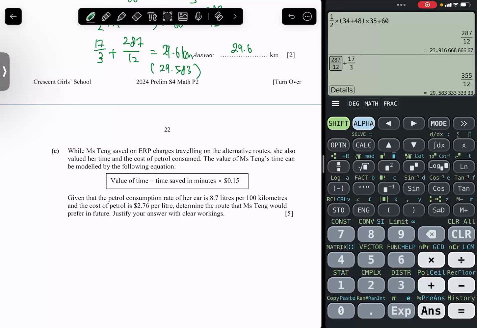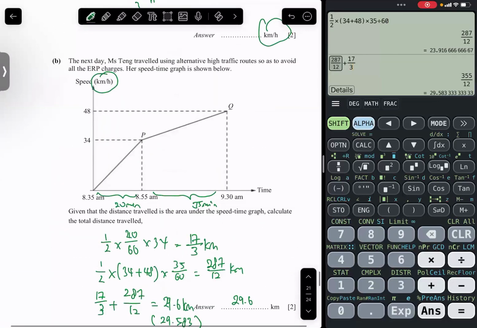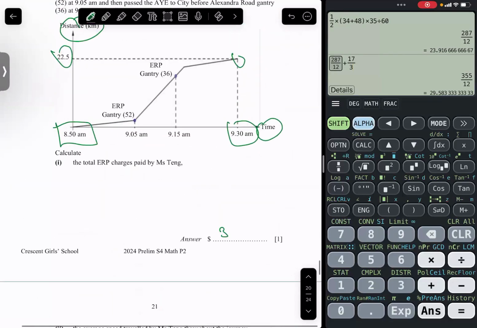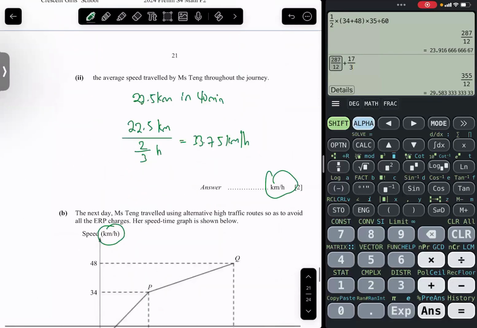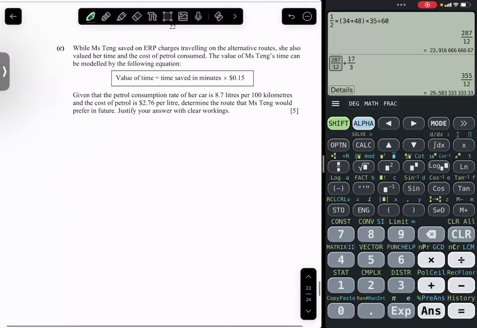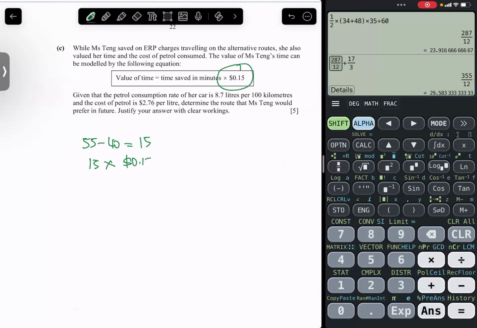Okay, so now instead of 55 minutes versus 40 minutes, she actually spends 15 more minutes traveling. So 55 minus 40 is 15. Based on how she values her time, 15 times 15 cents equals 15 times 0.15 equals $2.25.